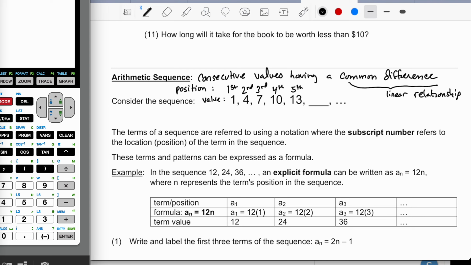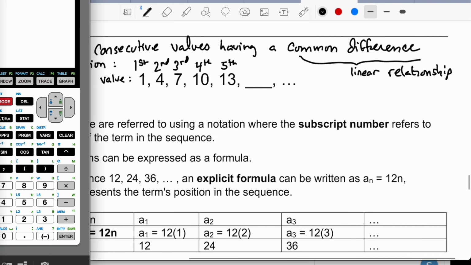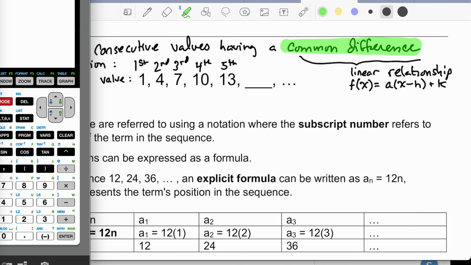We could come up with the equation of that linear relationship using the model that we used in the last part of the unit. F of x is equal to a times x minus h plus k. A is your common difference. So once you identify what that common difference is, you already know your A value. All right. And then h and k is just some point on the graph.